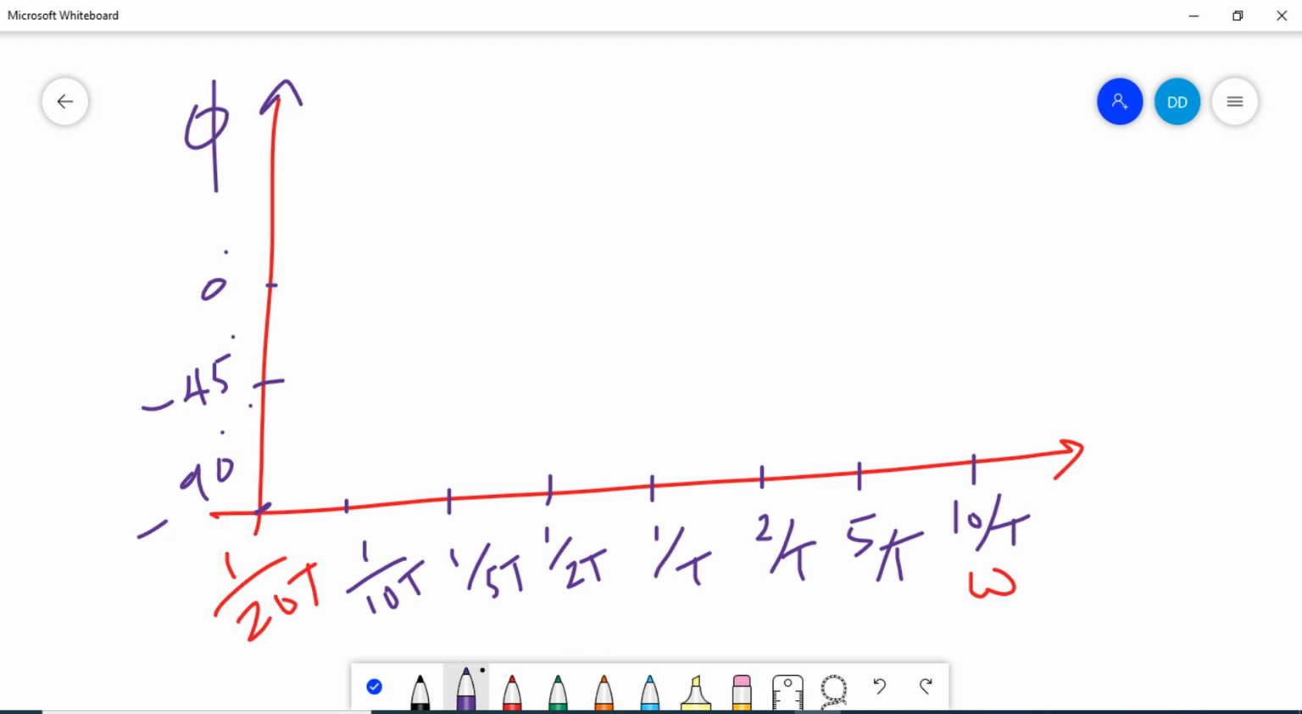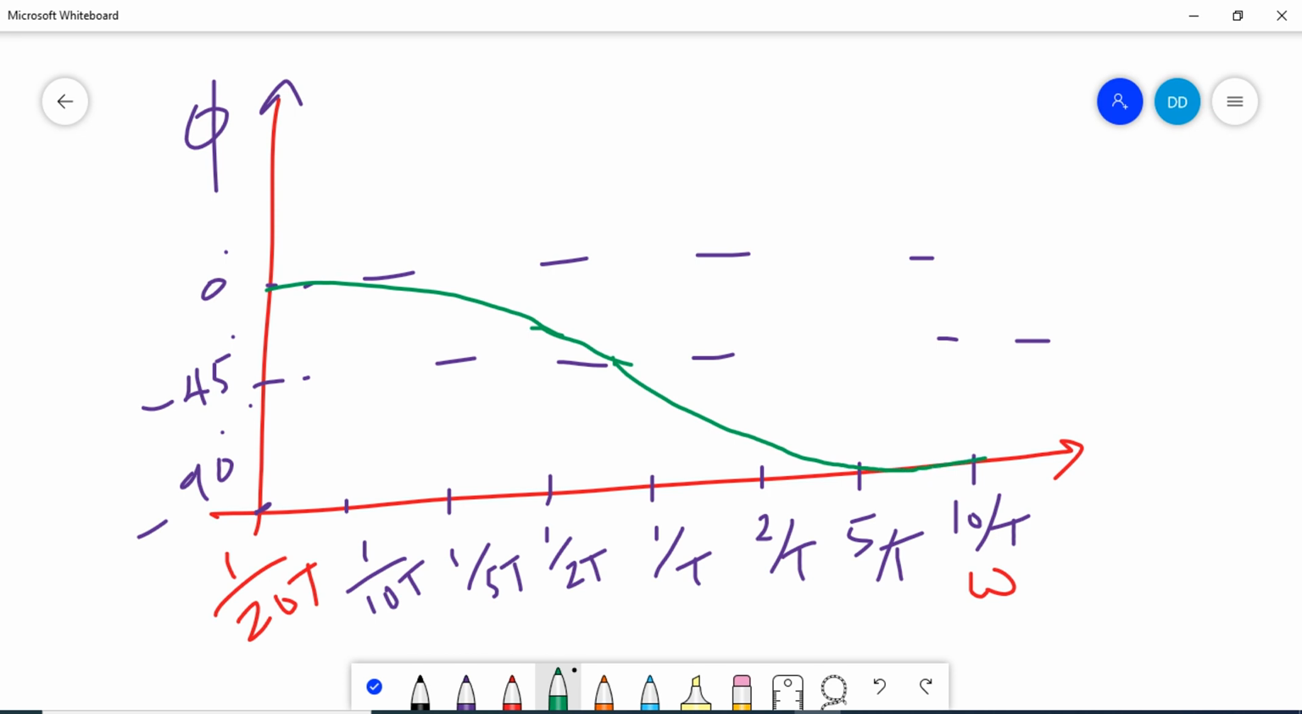When omega equals 0, the phase angle is 0 degree. So the phase angle starts from 0 degree and at the corner frequency it crosses minus 45 degrees. So here it goes like this, then it decreases and finally it approaches minus 90 degree. This is how we plot the phase angle.